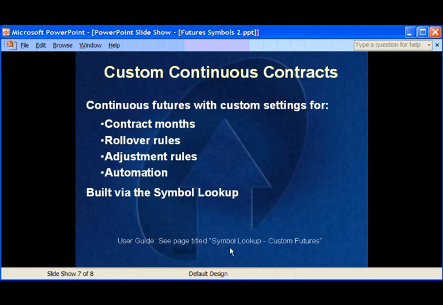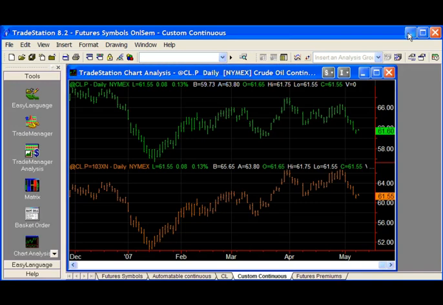In the user guide, you'll find information on this under symbol lookup custom futures. Let's return to the platform and take a look at a couple of things. Here's a multi-data chart. CL.P is data 1, so it's continuous contract pit. At CL.P, with these sort of arcane letters and numbers here, is a custom continuous futures. It's built off the same core database as CL.P, but then it has some custom settings in it. So let's take a look at how that's constructed.